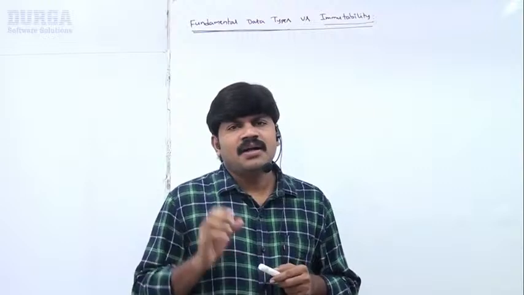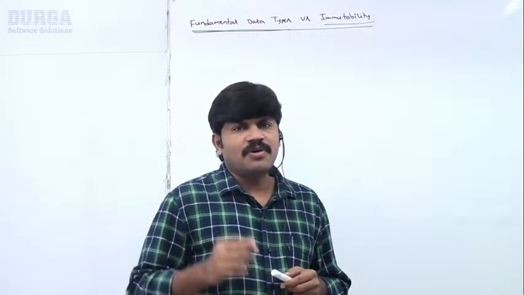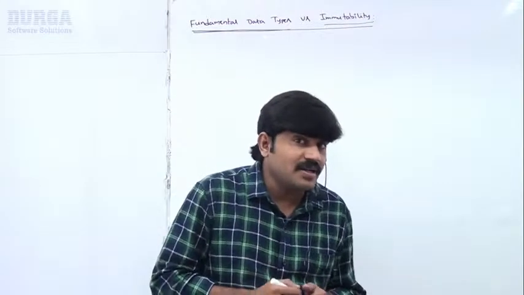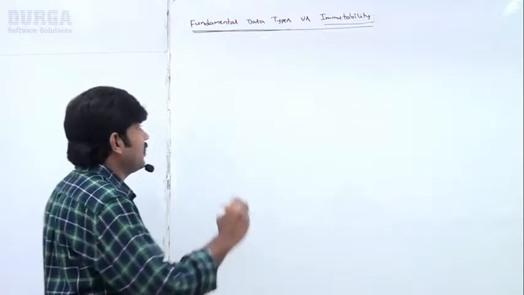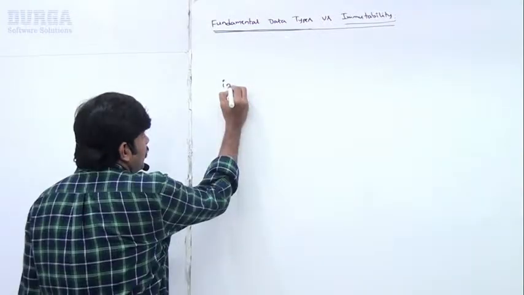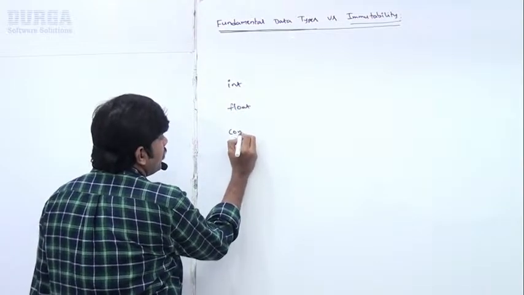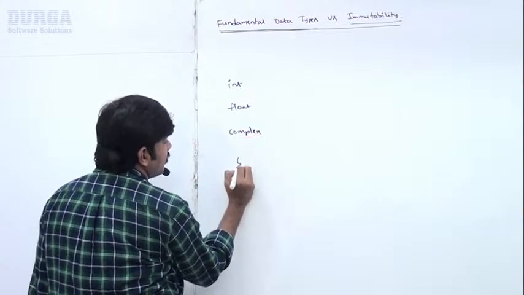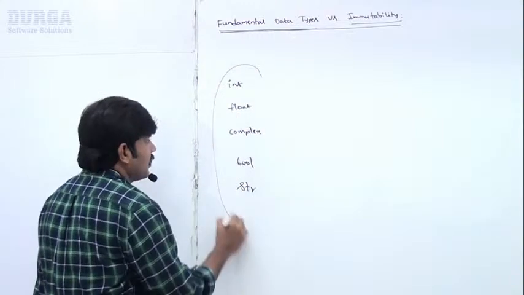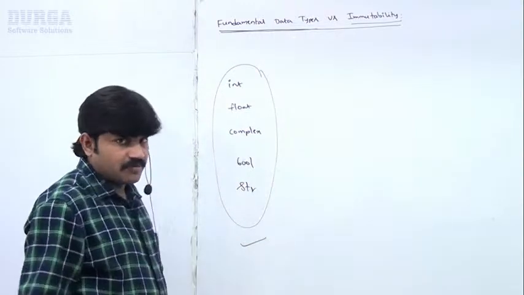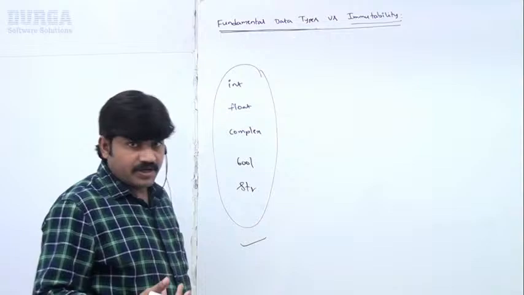First, I have one small question. Which are the fundamental data types? Can you spell them out? Fundamental data types are int, float, complex, bool, and str. These are the fundamental data types. We covered them in detail in the last videos.